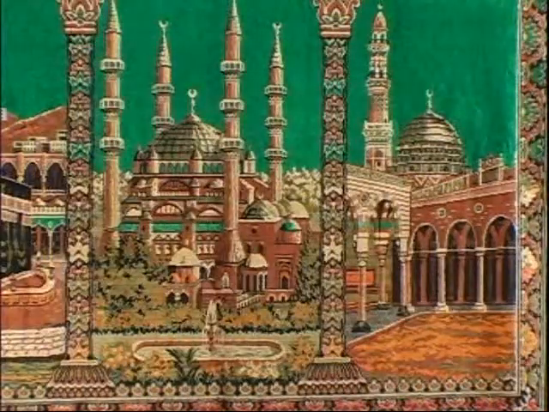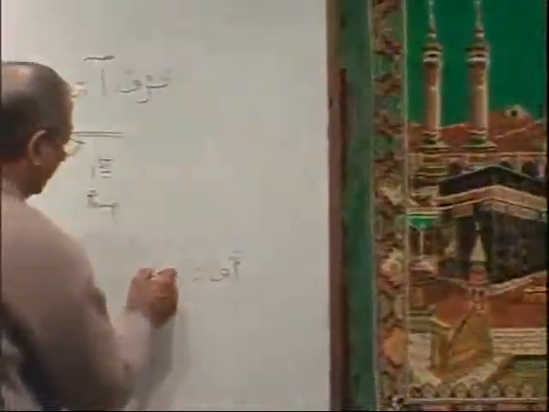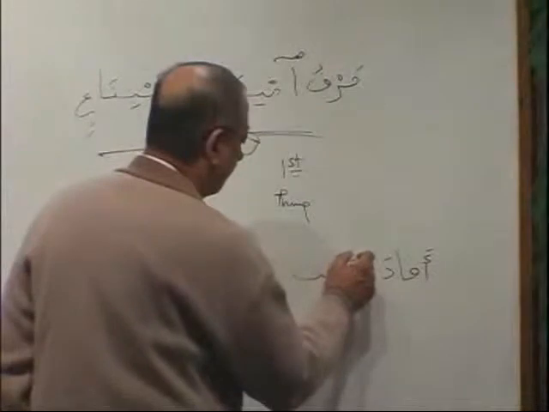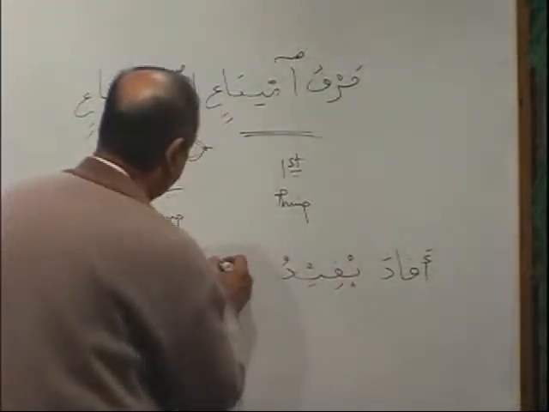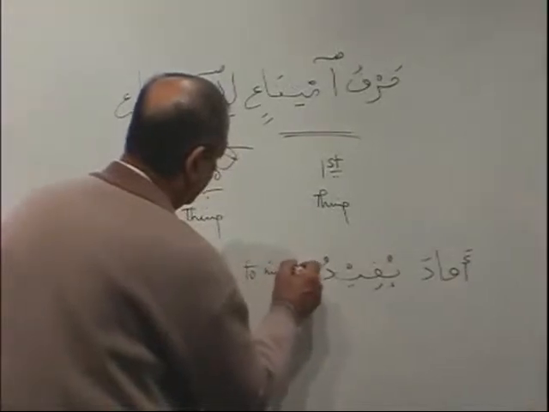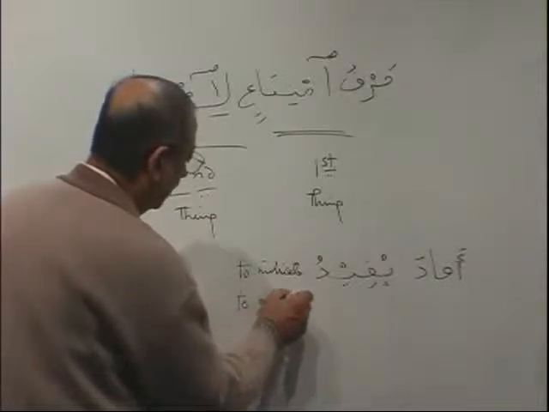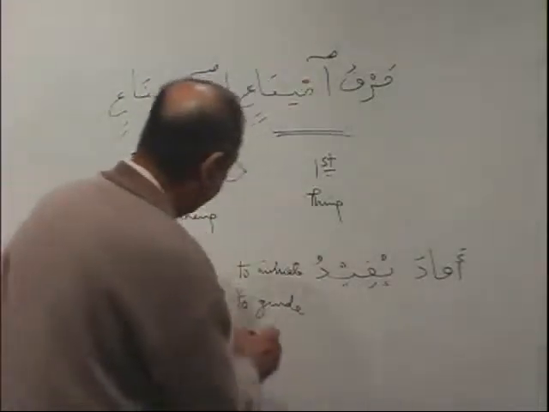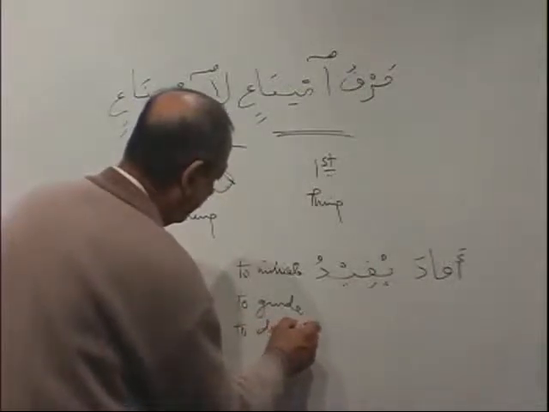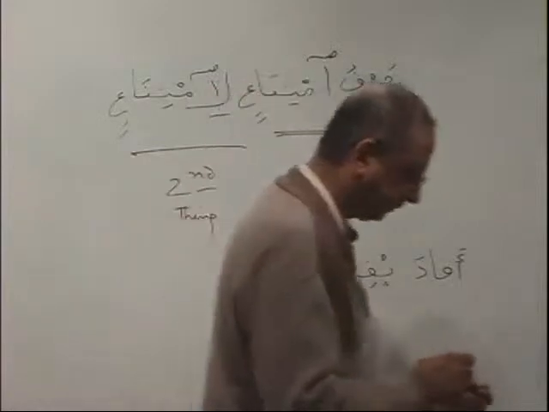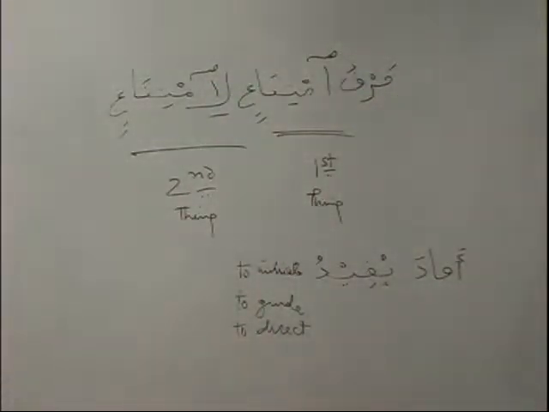Brother, these are all mansub because of tufidu. Tufidu is mudari. What is madi? Afada, form 4. Afada, yufidu. Write it down, brother. Afada, yufidu. To indicate, or to guide, or to direct. Are you with me, brothers and sisters?